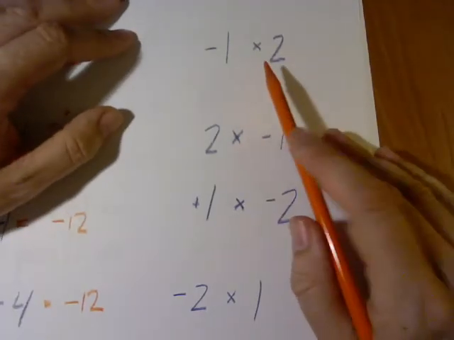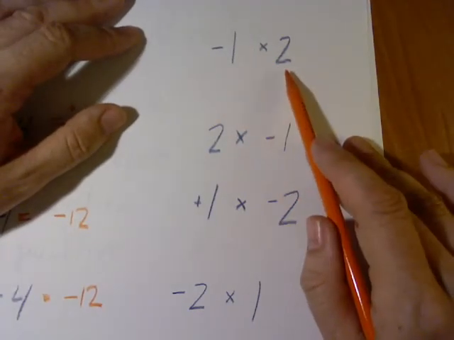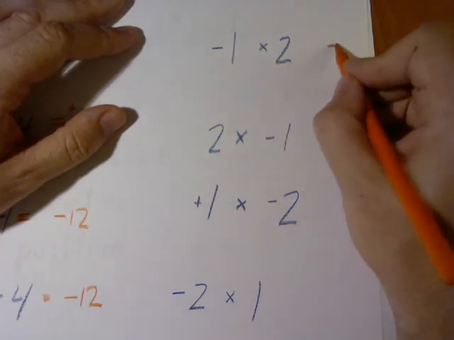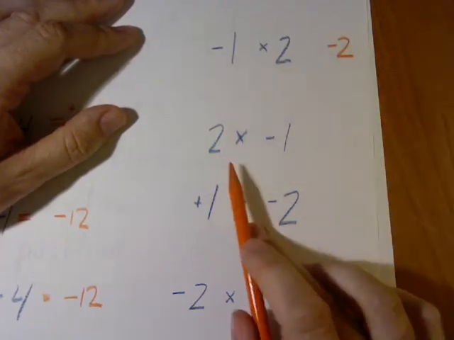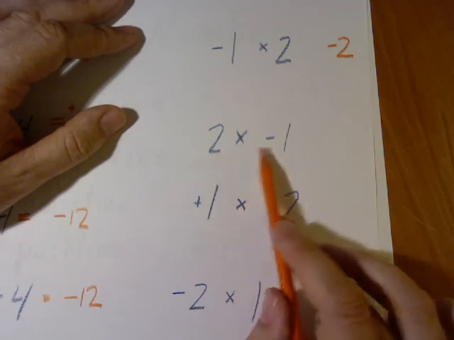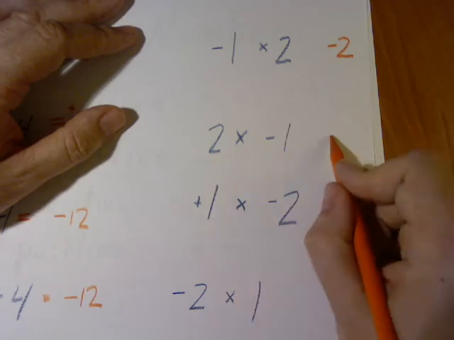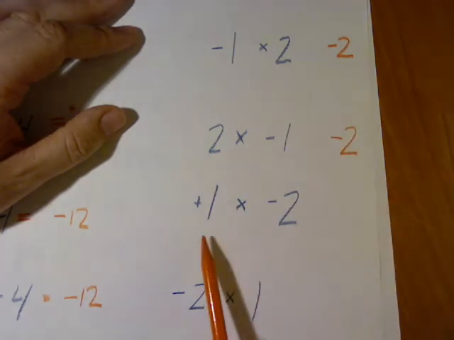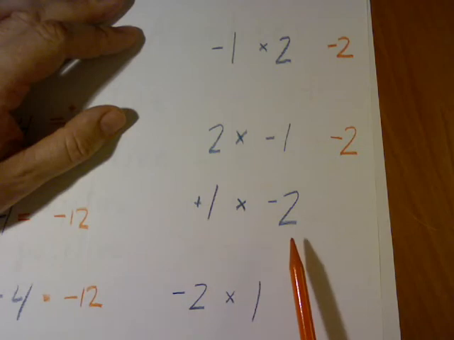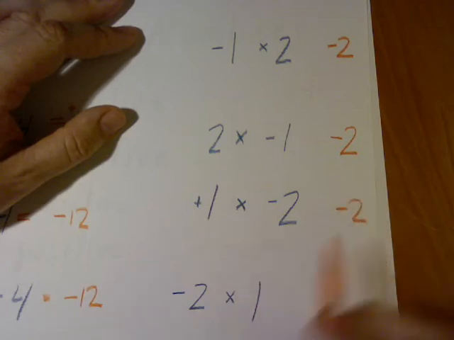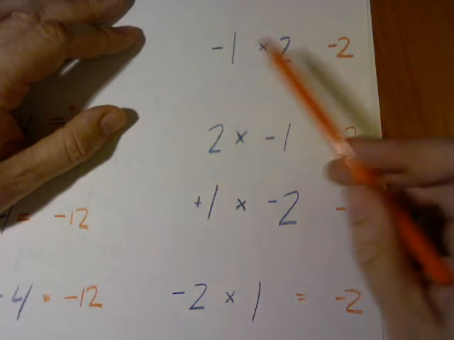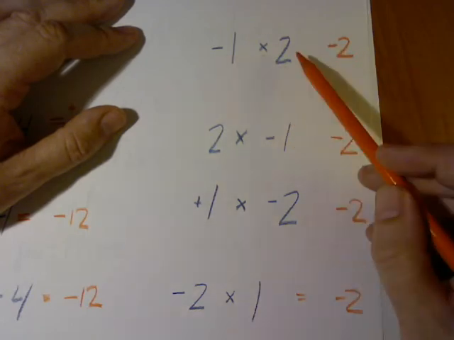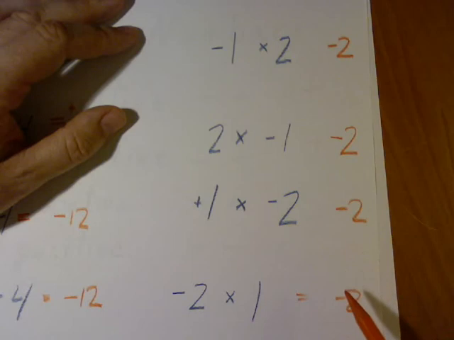Let's look at some quick examples here. Negative 1 and 2. Negative 2. 2 and negative 1. 2 times negative 1. The answer is negative 2. 1 times negative 2. Negative 2. 2 times positive 1. Negative 2. If there is one negative and one positive, it's always negative.